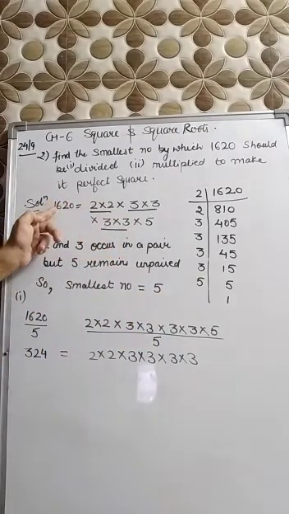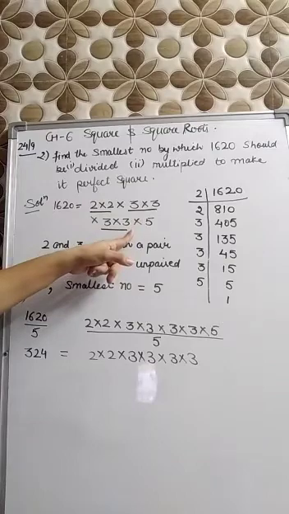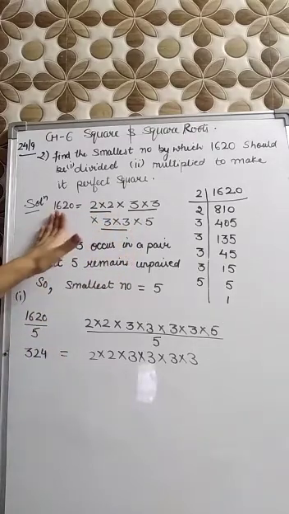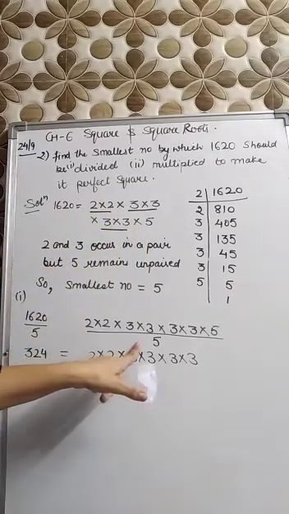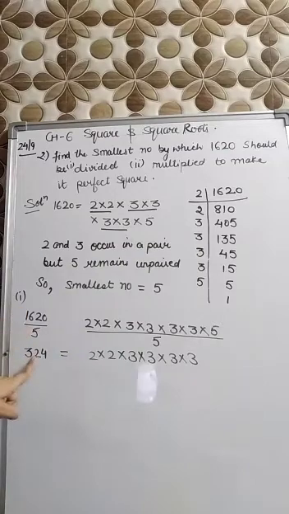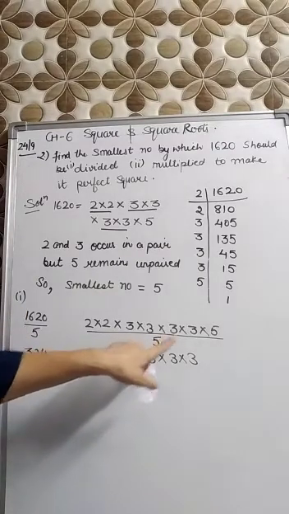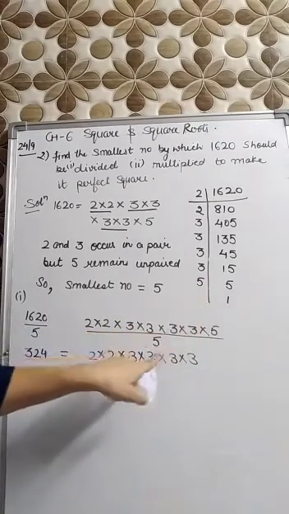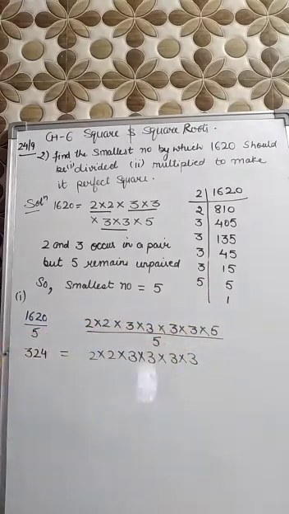In the earlier part we multiplied both sides by 5, but for the first part you will divide both sides by 5. When you divide this, you will get 324. When you divide these factors by 5, the 5 will cancel out. We are left with these remaining factors.